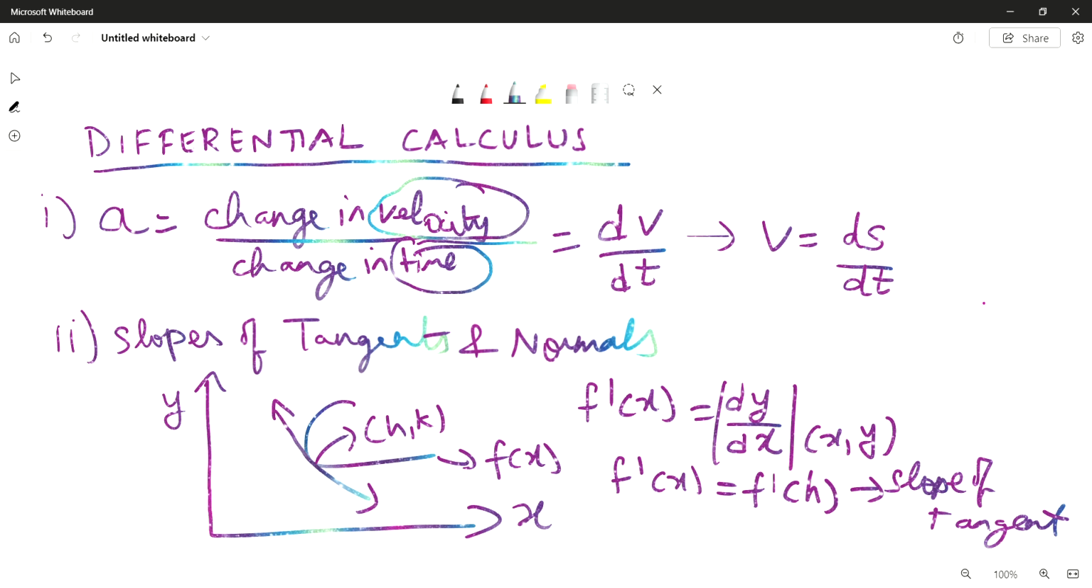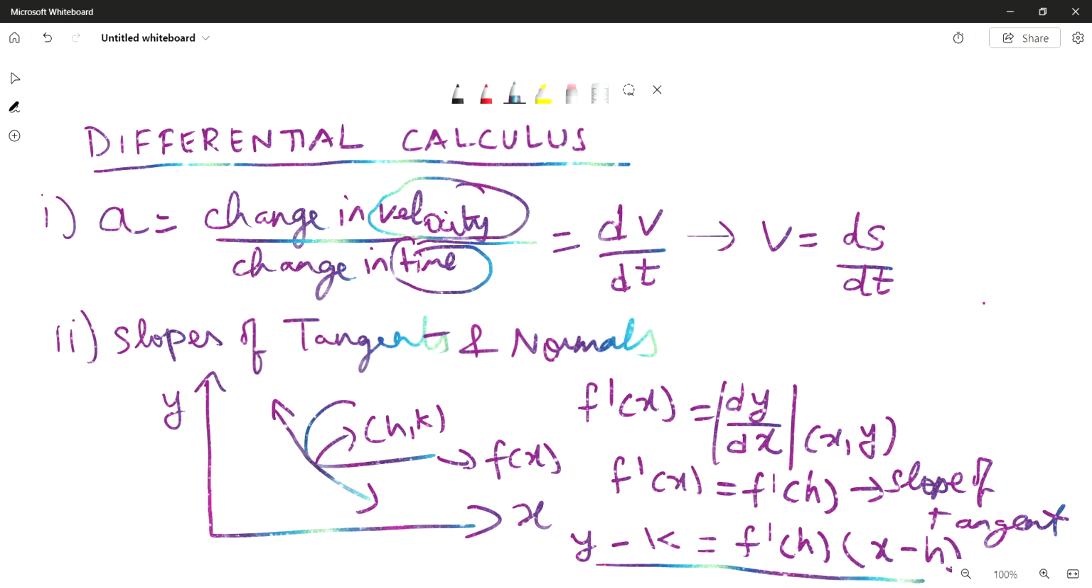After you get the slope of the tangent, we can directly find the equation of the tangent with the slope point method. So it is y minus k, that is y minus y1, equal to m, that is the slope of the line, that is f dash of h, into x minus x1. What is x1 here? h. So this is basically the equation of the tangent.